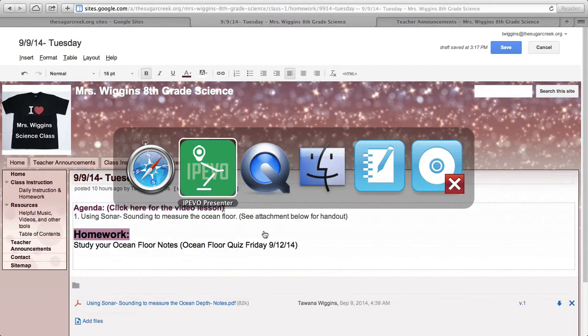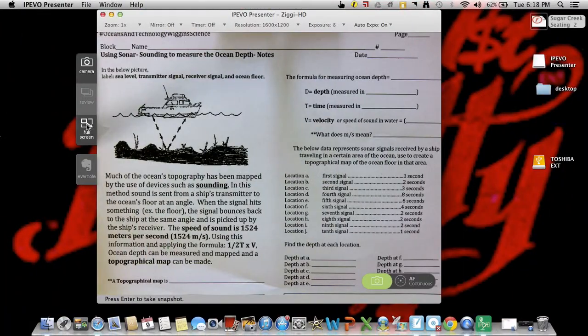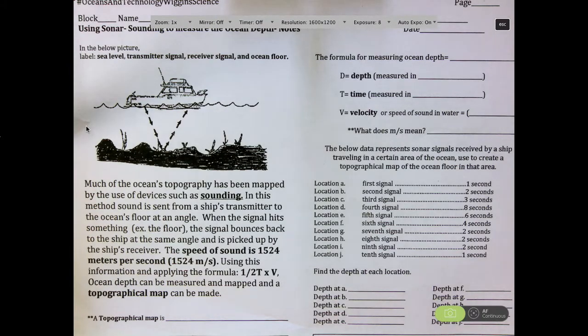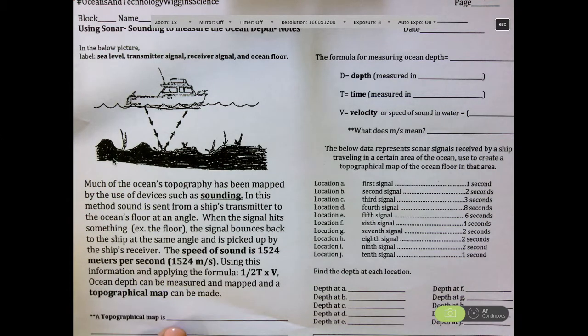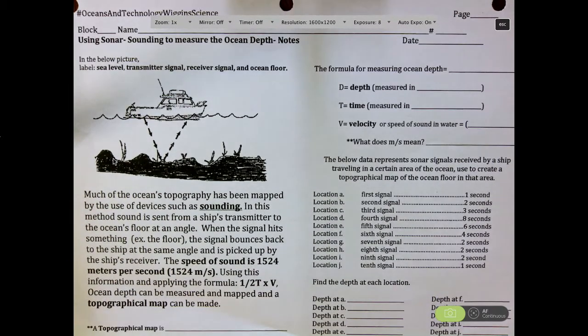So you have a sheet in front of you that looks like this. Now you need to have a highlighter, a blue and a brown crayon. But first, let's talk about what this sheet is. We're going to be looking at sounding, which is the measuring of the ocean floor.